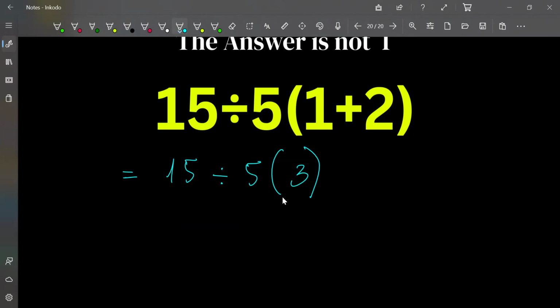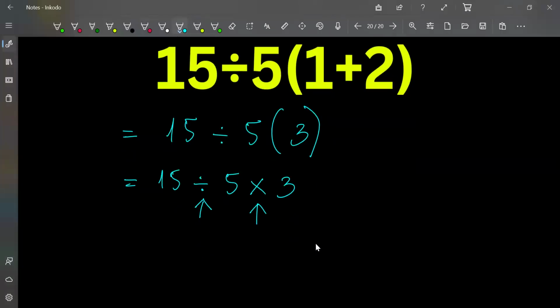When it has a bracket like this, it means it is a multiplication operation. So we can write 15 divided by 5 times 3. So now this expression has only two operations, division operation and multiplication operation. So you need to follow the standard rule of numerical expression by evaluating from the left to the right.